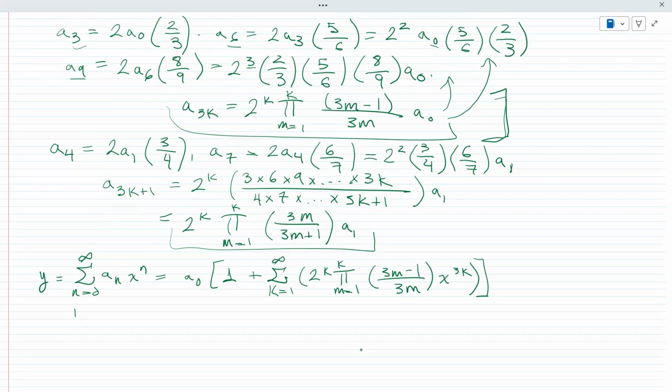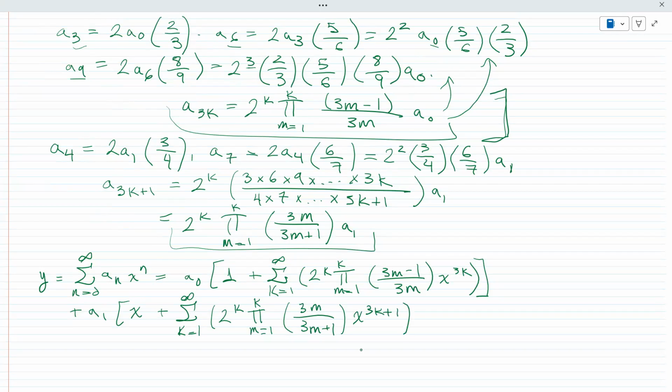All right. Then we add a1 times x, again, so that we can include this a1 term here, plus the series from k equals 1 to infinity of 2 to the k times the big product from m equals 1 to k of 3m over (3m+1) times x^(3k+1). All right. Yes, this is our generalized solution.